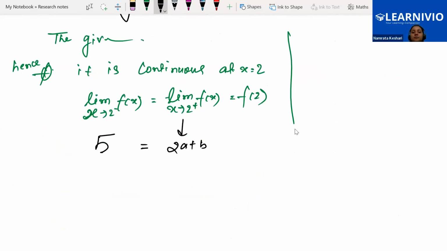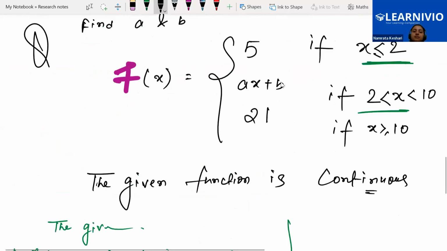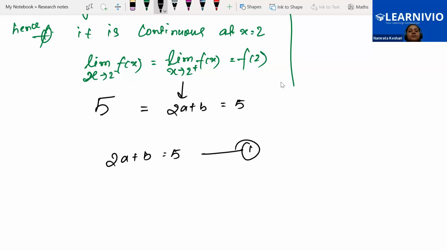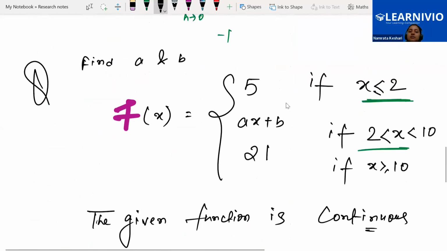Yes, ma'am. And the function's value at 2 is still 5. So from here we are getting one equation, that is 2a plus b equals 5, right Fatima? Yes, ma'am. Similarly, we can see the way the function is defined. On the left of 10 and on the right of 10, the function is getting changed, right?